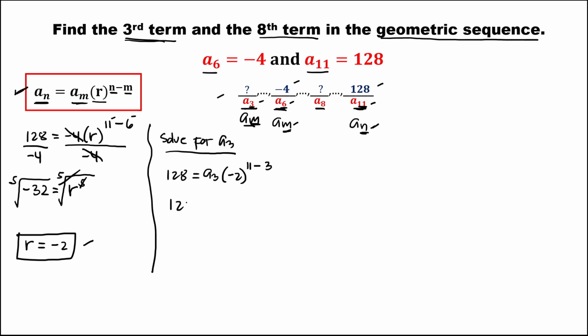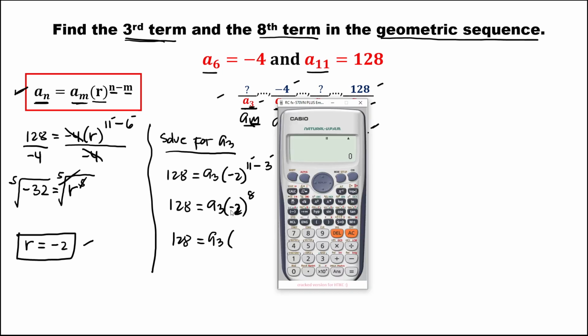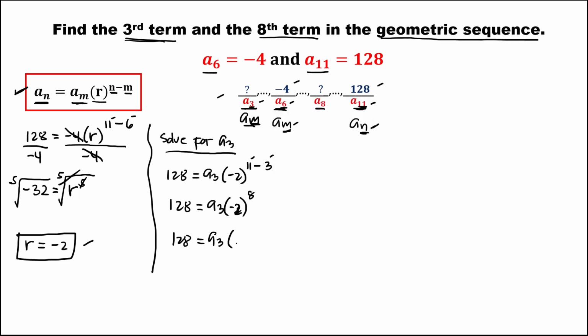To simplify, we have 128 equals a sub 3 times negative 2 to the power 11 minus 3. So this is 8. So we have 128 equals a sub 3 times negative 2 to the power 8. Since the base is negative 2, we need to put it inside parentheses, negative 2 to the power 8. This is equal to 256.